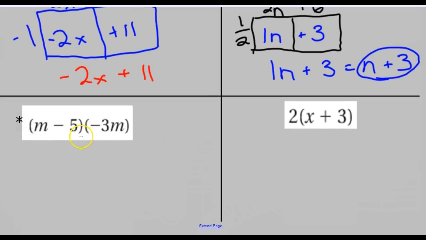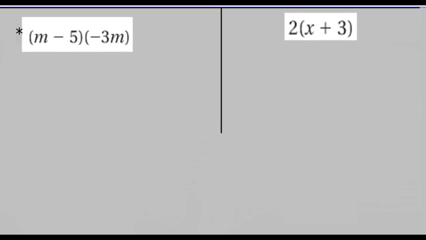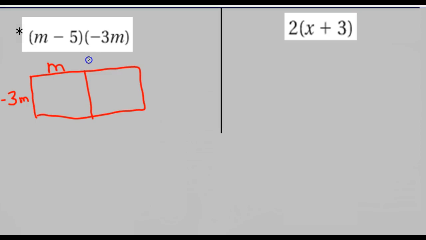Here, this one looks a little bit different. We see two sets of parentheses, but only one has a problem in it. The other one just has a single number with a variable. So we're still going to draw our box because we're still distributing. Out in front, though, we're going to have a negative 3m. On top is going to be m minus 5. So let's imagine that there's a 1 in front of our m here.